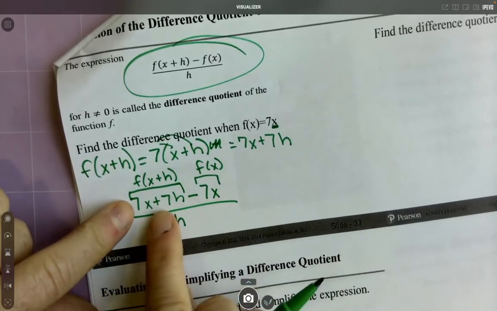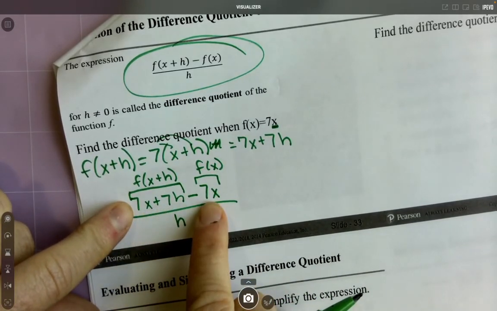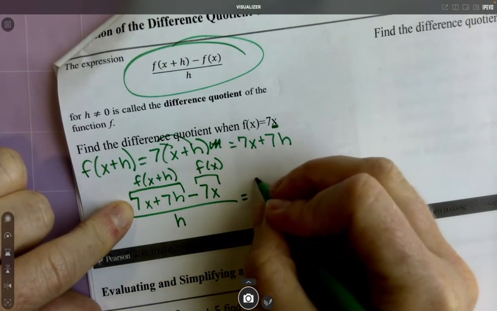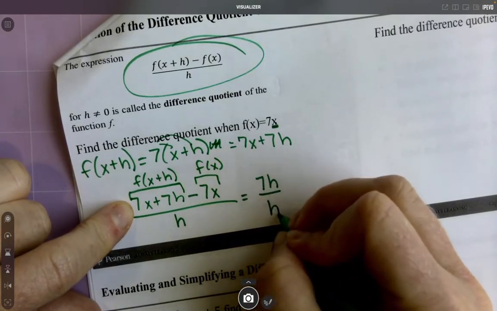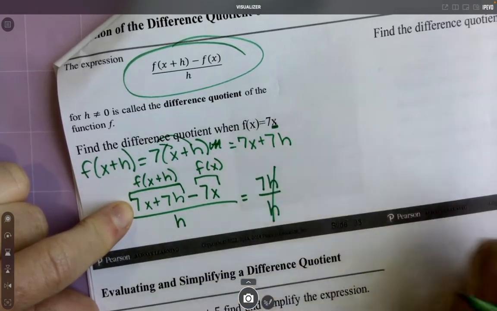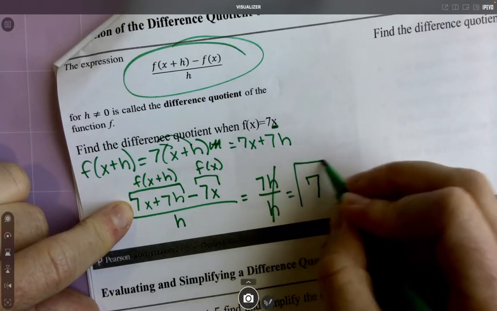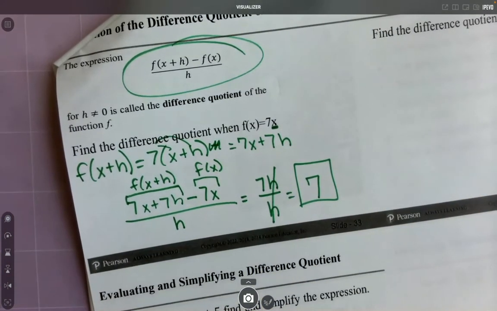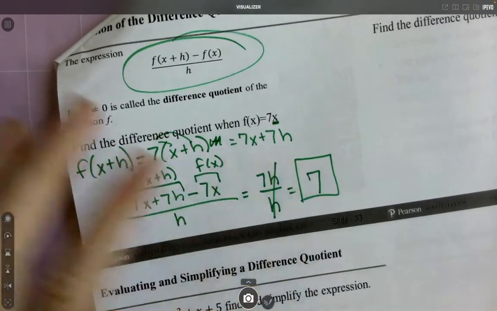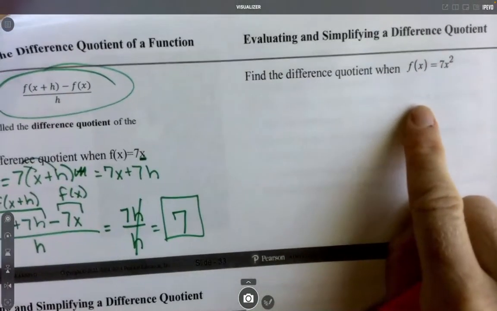So on the top, I can simplify 7x minus 7x. That becomes 0. So all I'm left with is 7h over h. The h's will simplify out, and that just gives us 7. Okay, so the difference quotient is 7. Let's look at the difference quotient of this next one.